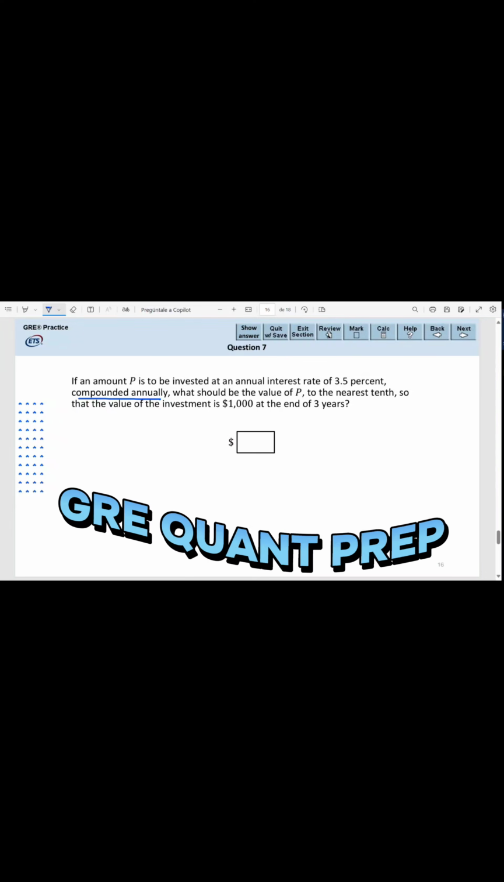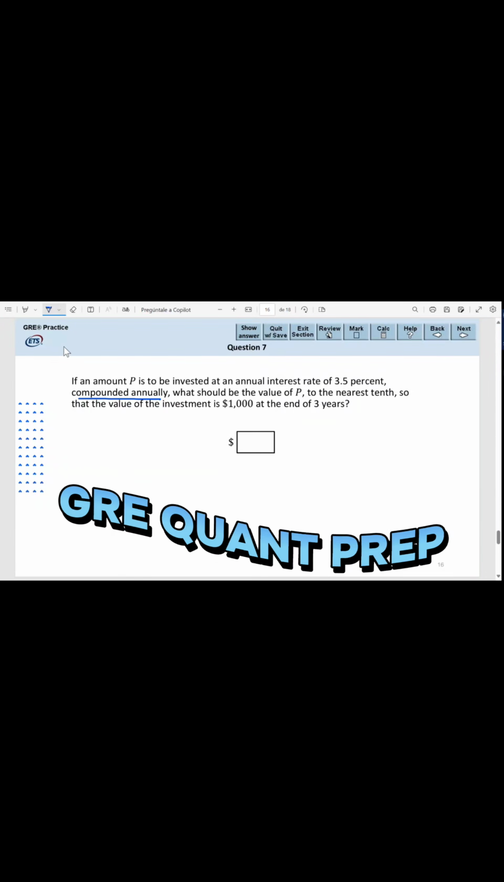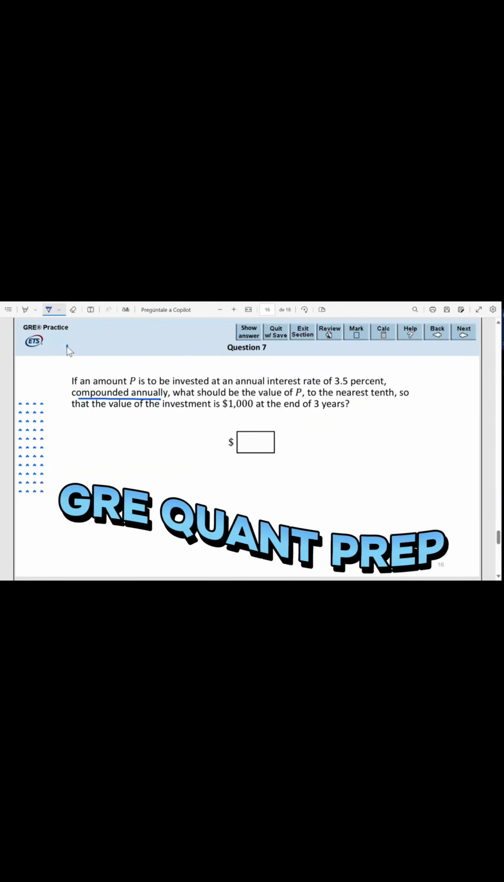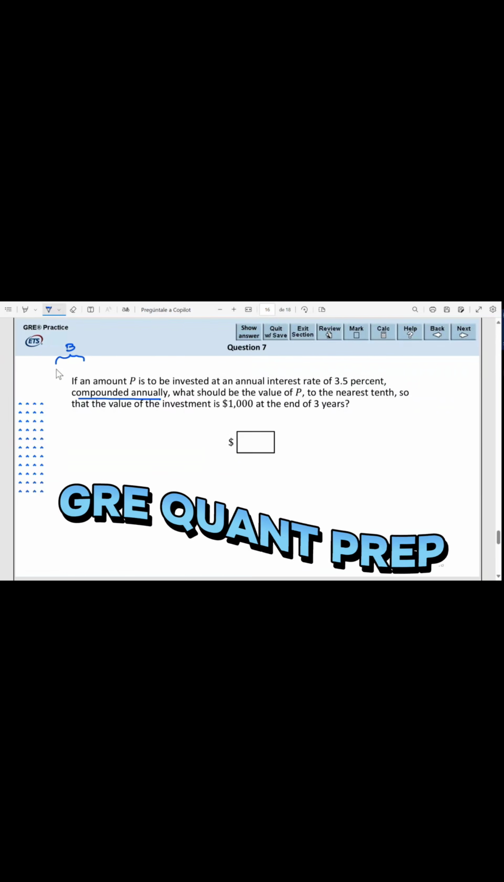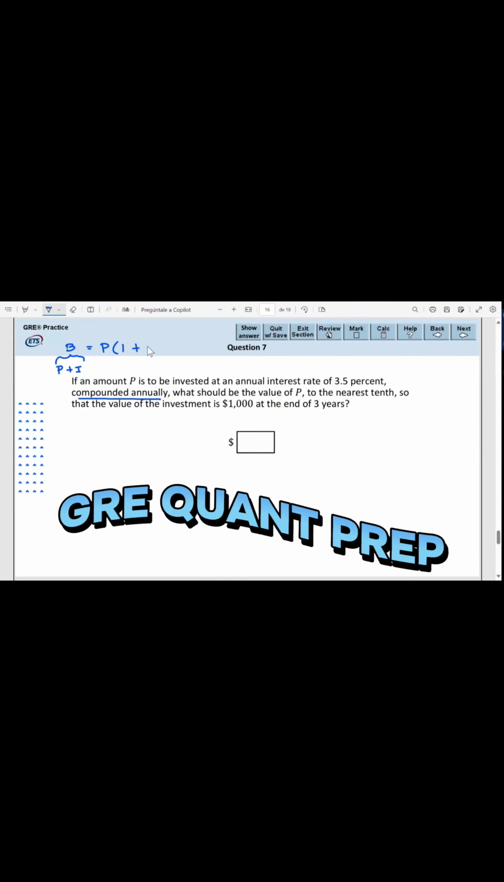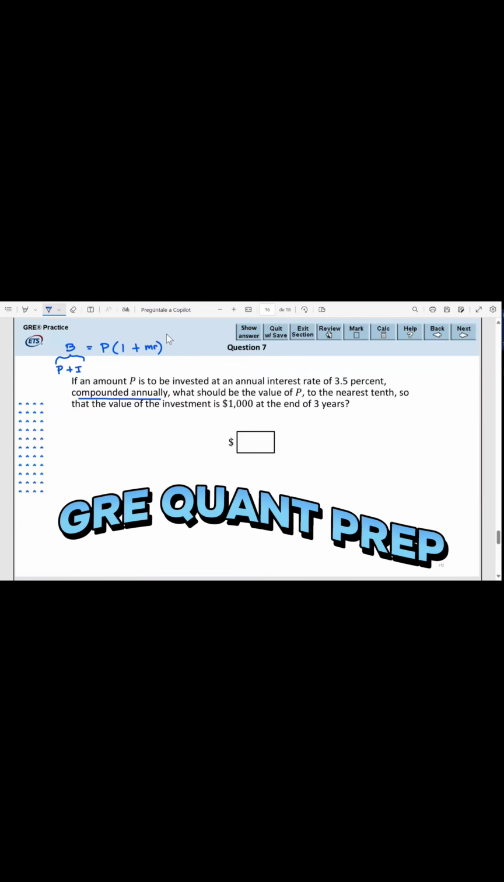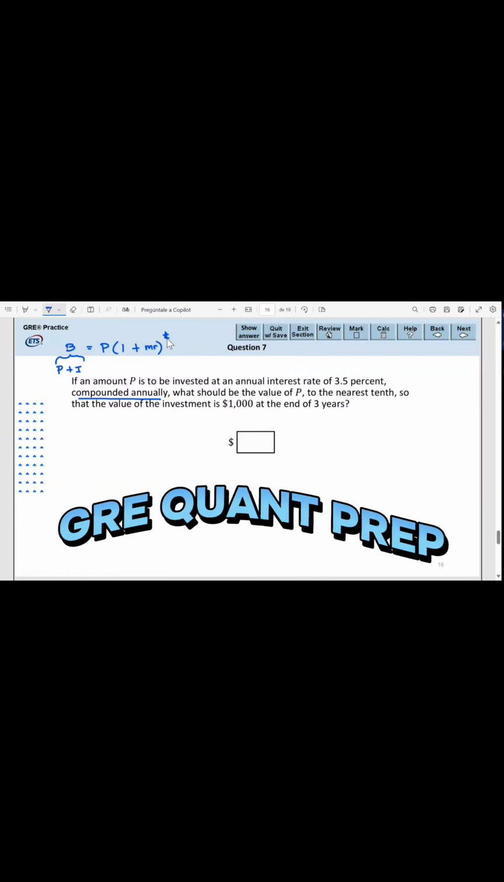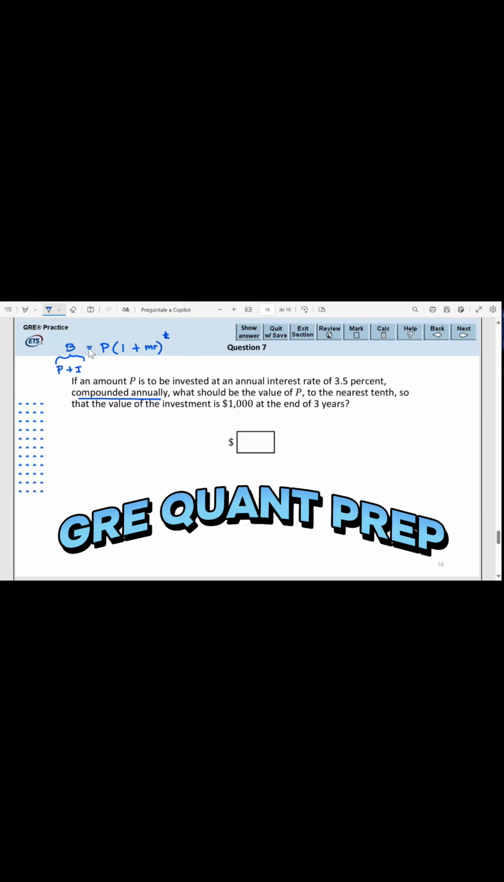Okay, people, so we learned that the formula for the total balance, which is basically the principal plus all the interest earned, equals the principal multiplied by 1 plus the modified rate to the power t, which is the duration of the investment. So how to set up this formula here?